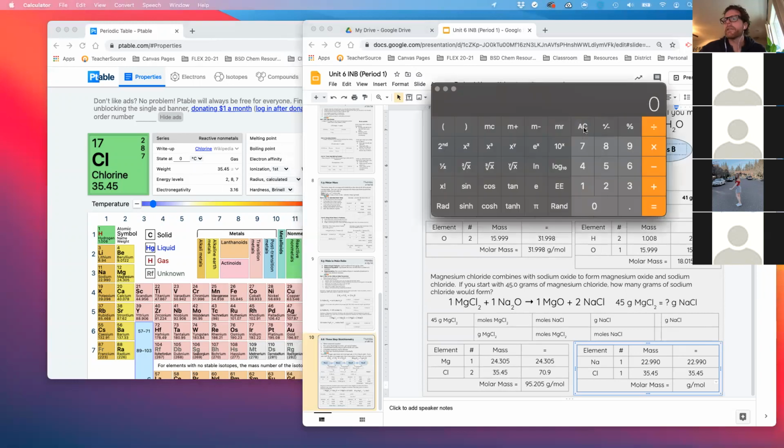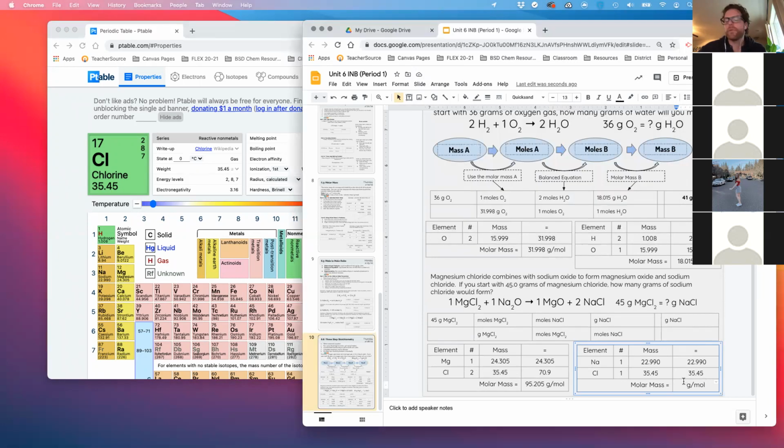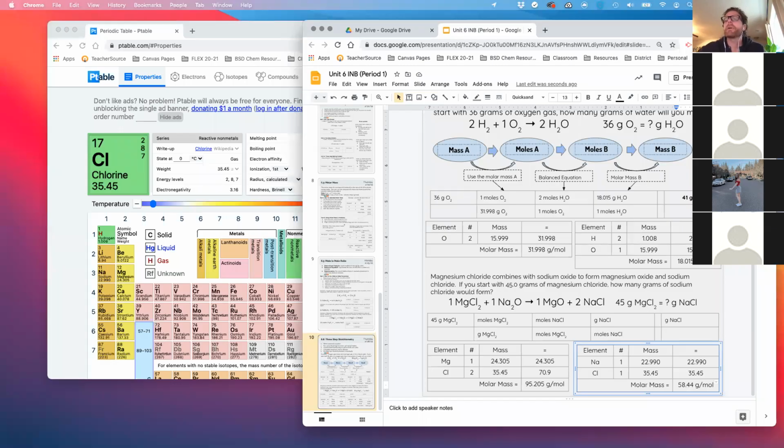And I get 22.990 plus 35.45 equals 58.44. 58.44 grams per mole. Now we are ready to input these numbers.